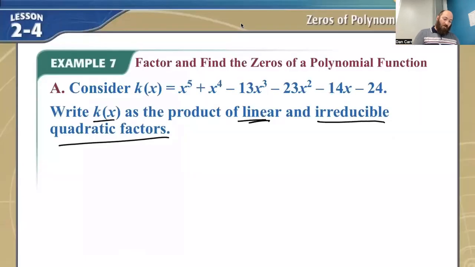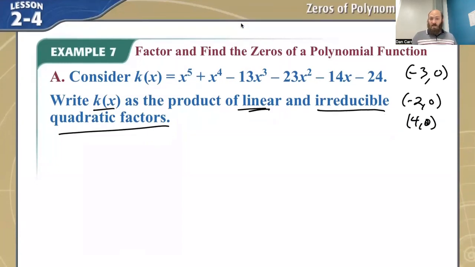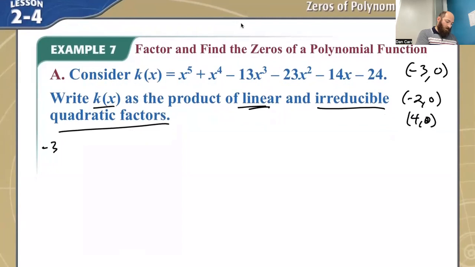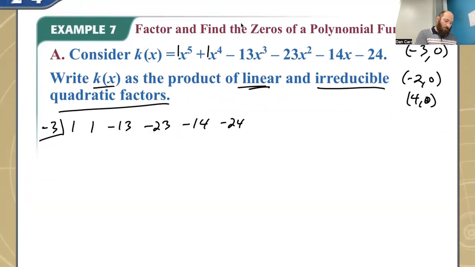So let's use the -3. We know it's crossing at (-3, 0), (-2, 0), and (4, 0). I just pick any one of these. I'm going to start with synthetic division, starting with -3. I'll list out all my coefficients: 1, 1, -13, -23, -14, and -24.